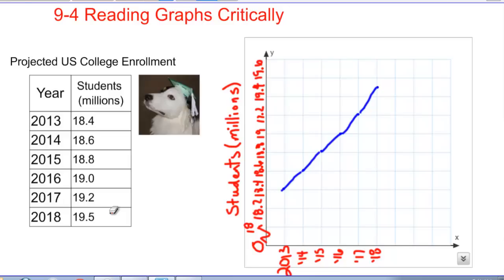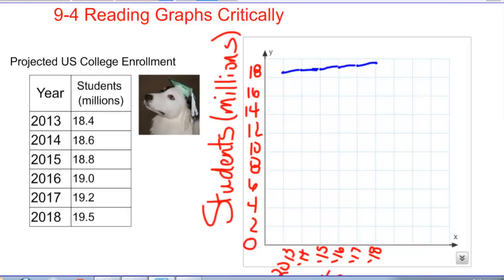If the person creating the graph is trying to be dishonest or trying to use the graph to be persuasive, they can make changes to the scale that, if you're not looking carefully, would lead you to believe things that aren't true. So for example, if I'm trying to prove that attendance in college is going up dramatically, I would definitely want to use the second graph rather than the first graph, because if you look back at the first graph, you can see that it doesn't look like a dramatic rise.